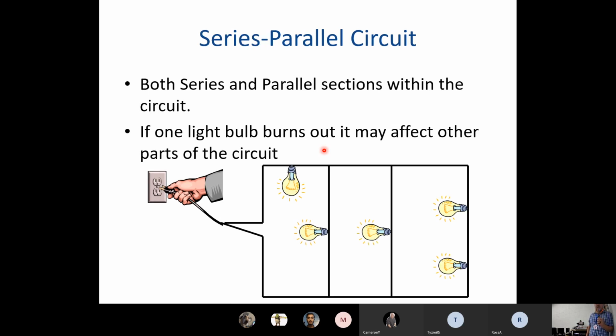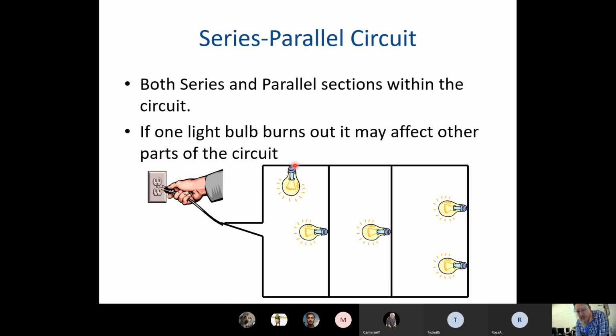All right. Series parallel is the third one, and this is where we're going to stop today. A series and parallel circuit has both series and parallel sections. If you look at this first part, you can see that these two light bulbs on this path are in series together.